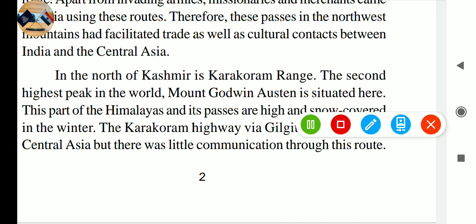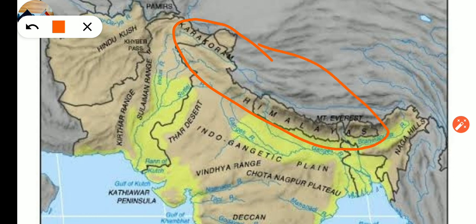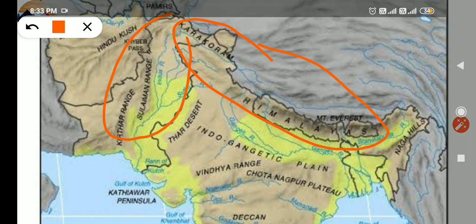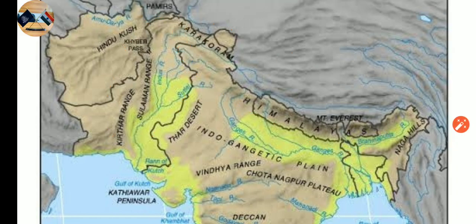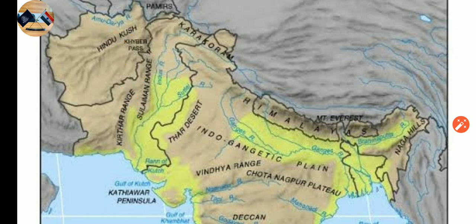Let me go to the map. As I told initially, the traders and missionaries and some invaders couldn't easily come to India in the northwest region. They have some passes. See, these are all Himalayas. In this region they can't come. They entered India through this region. Through this region, I will show you the passes. See here a Khyber Pass, and somewhere here a Bolan Pass will come. Like that, some passes will come. This is the Kirthar range, and this one is the Sulaiman range. So these are all the ranges.